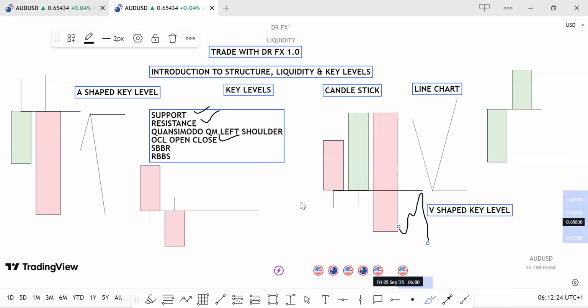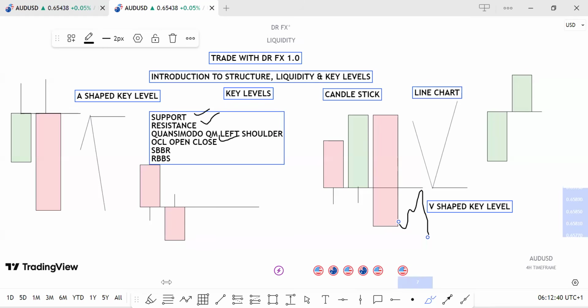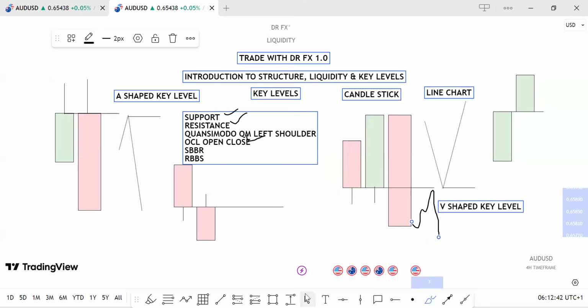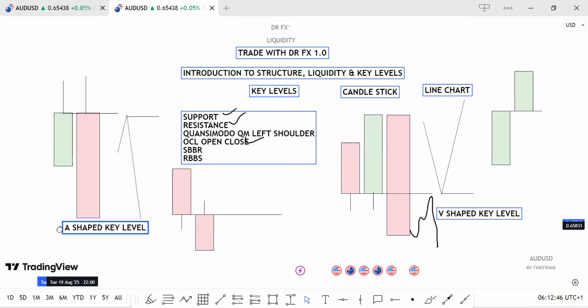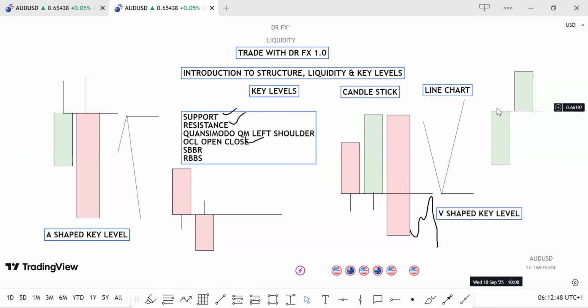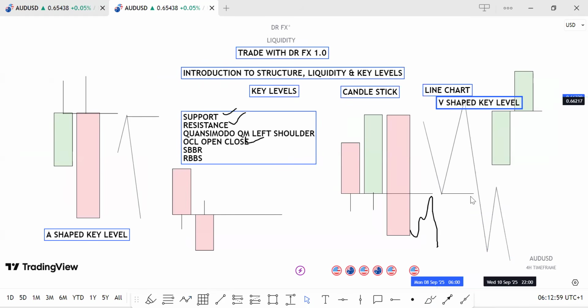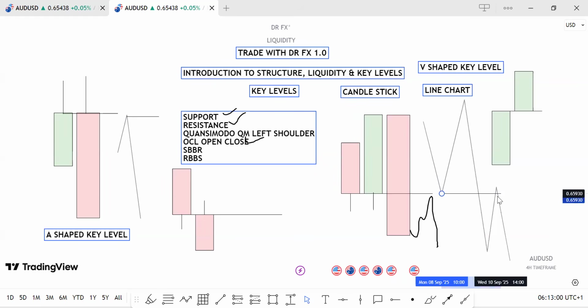With candle body, right? The same thing. This is what we call support break becomes resistance. The same thing now. If you come to your resistance, this A-shaped key level. Now, meaning on this line chart, how is it going to look like? This one is going to look like the market breaks it, right? Like this, and then the market is going to come back to the line and drop on this V-shaped key level like this. This is how it's going to look like, right?